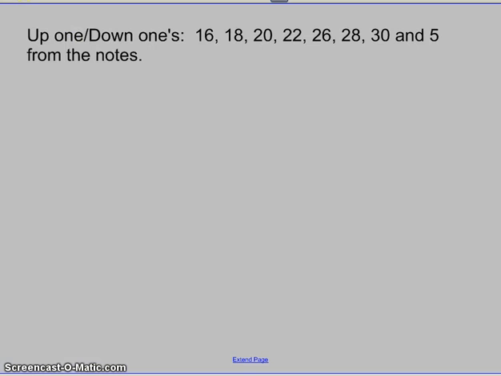Let's see, regular geometry students would be doing 7, 8, 14, and 15 at this time. iPad initiative students, we're done. It looks like there's our up one, down ones.